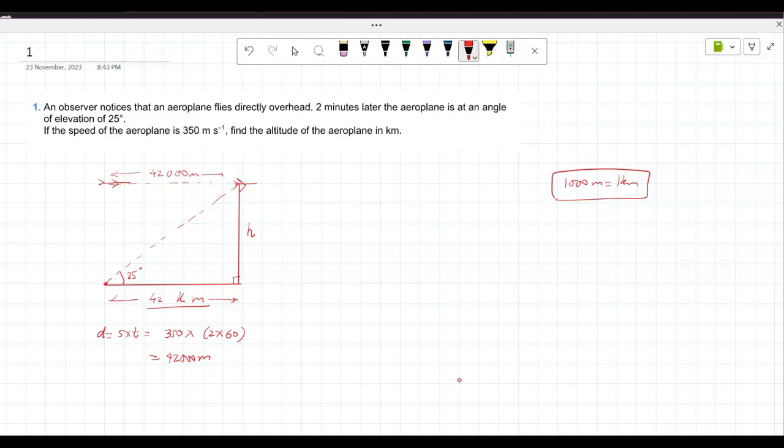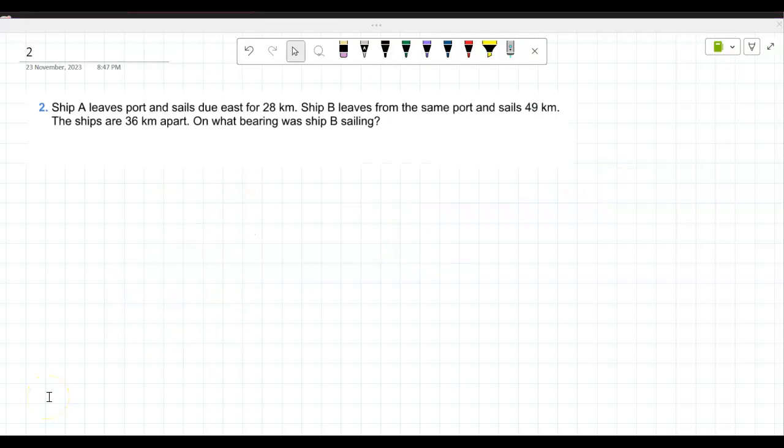So then what will you do? You can use tan 25 degrees is equal to h upon 42. So h is equal to 42 into tan 25. So 19.6 kilometers is the height of the plane. In the end you can also divide by 1000, no problem. The diagram is going to be slightly difficult in this case.